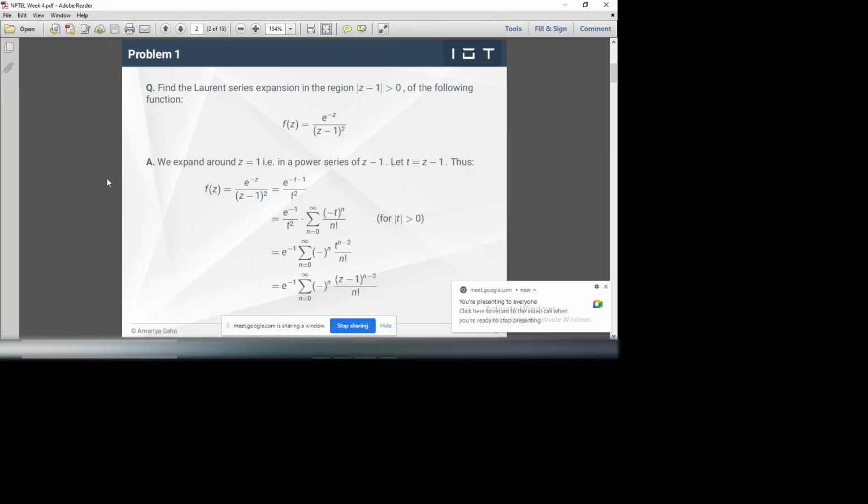Hardest problems as we go along. So the simple problem. We have to find the Laurent series expansion of the following function in the given region. So this is the region. This region covers all the complex plane except the point z equal to 1.